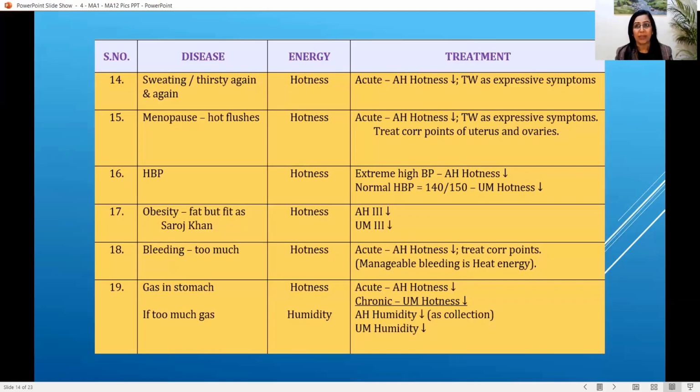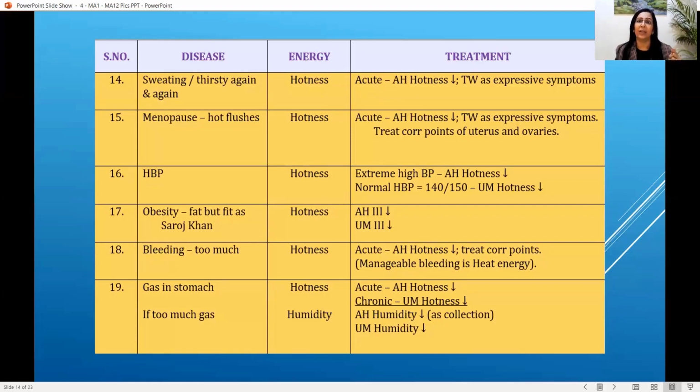In case of menopause, remember the hotness age is when a person has reached maturity. Menopause happens when you've reached maturity, and after that the descending starts, right? So in case of menopause, when a woman gets up with a lot of hot flushes.